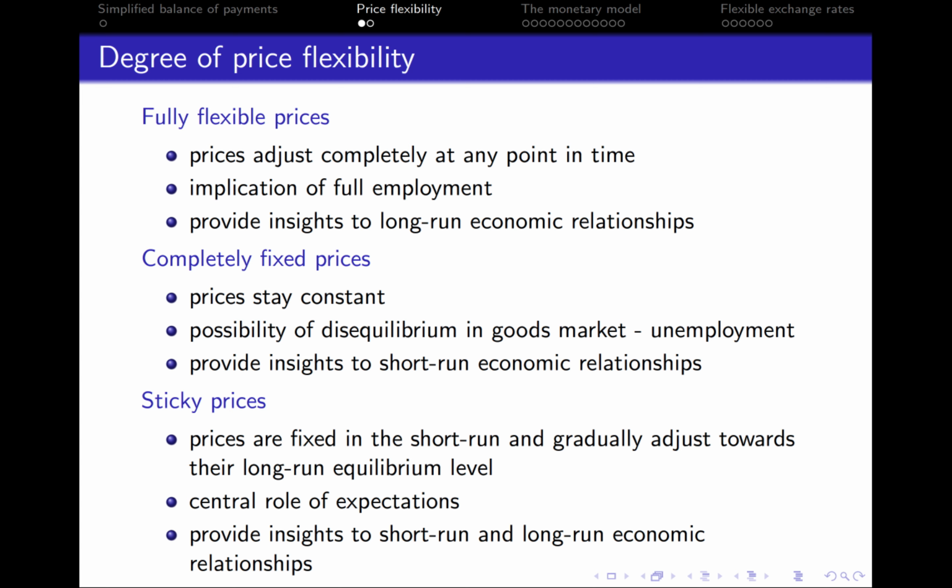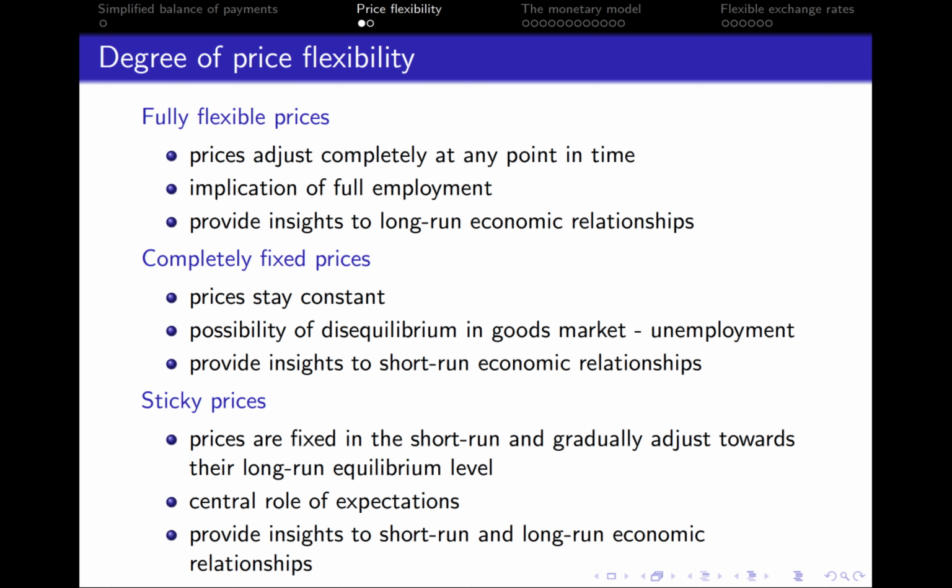Look, the monetary model is the long run model, as we already said. So of course, today we're going to assume that prices are fully flexible. And because the prices are fully flexible, we expect the economy to run at optimal full employment or at the natural level.